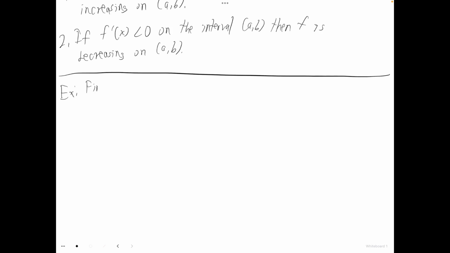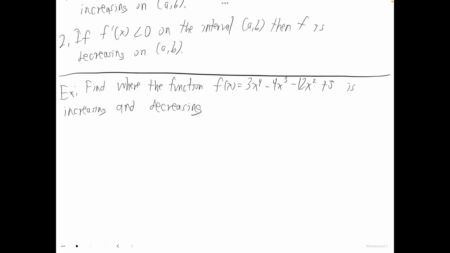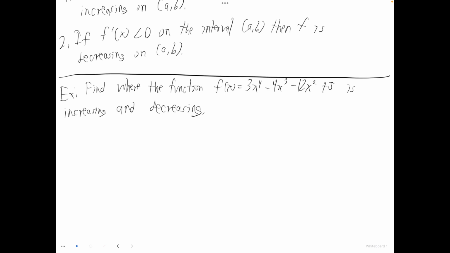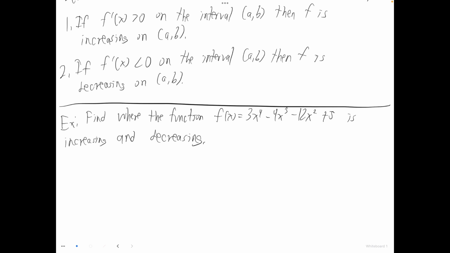And so we want to find where the function f of x equals 3x to the fourth minus 4x cubed minus 12x squared plus 5 is increasing and decreasing. So we want to figure out when this polynomial is increasing and decreasing. Now drawing the graph of this would be fairly challenging, but we can use the derivative and the fact we just mentioned to figure this out. So we're just going to take the derivative and figure out when the derivative is positive and negative.